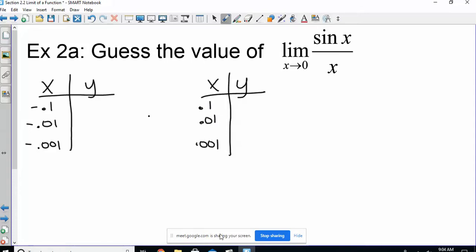Okay, it's not going to take forever for me to plug all these in. You guys are going to do that. We're going to just divvy it up. Make sure your calculator is in what mode? Radian mode. So you two do negative 0.1, you two negative 0.01, you two negative 0.001, Logan and Maddie do 0.1, you two do 0.01, Alex and I will do 0.001.